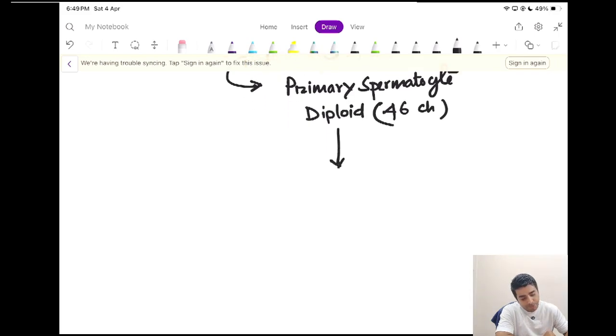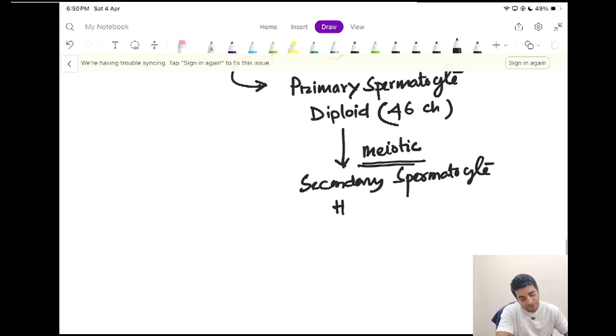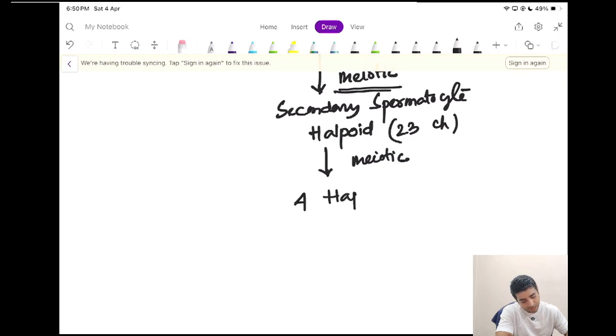Now it will go into meiotic division, and it will form secondary spermatocyte. And definitely once there is a meiotic division, the number will be divided by half, so it will be haploid. Primary spermatocyte was diploid, but secondary spermatocyte is haploid, so chromosome number will be 23. Now again it will go into another meiotic division, and there will be formation of 4 haploid spermatids. Remember, it is spermatid.